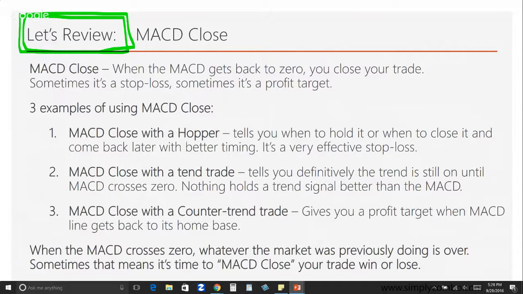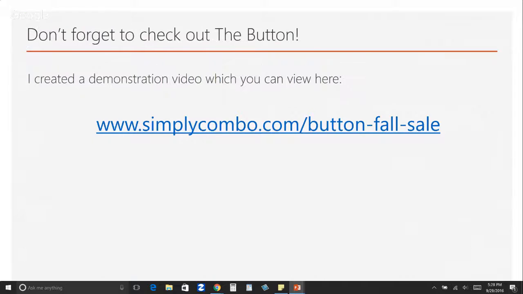So MACD close with a counter trend trade gives you a profit target when the MACD line gets back to its home base, which is the 0 level. Remember, when the MACD crosses 0, whatever the market was previously doing, it's over. Sometimes that means it's time to MACD close your trade, win or lose. So that's it for the review.